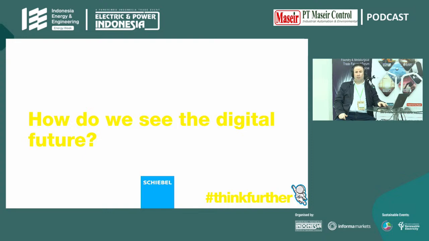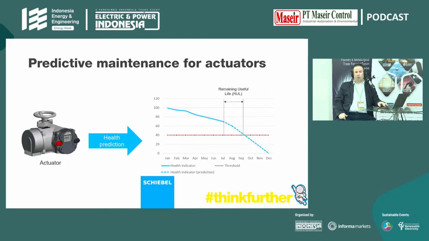How do we see the digital future? Of course, the digital future is about predictive maintenance for actuators, as I told before. So how does predictive maintenance on actuators work? The general approach is you have an actuator, you do health prediction, and what comes out of that is a remaining useful life.